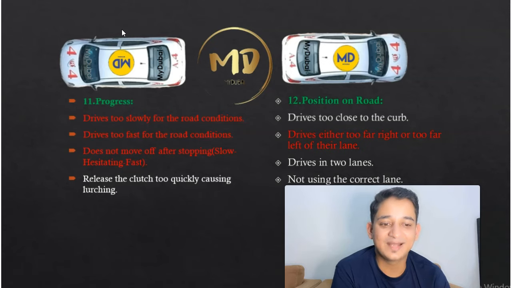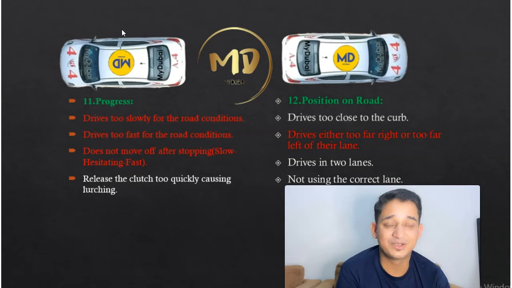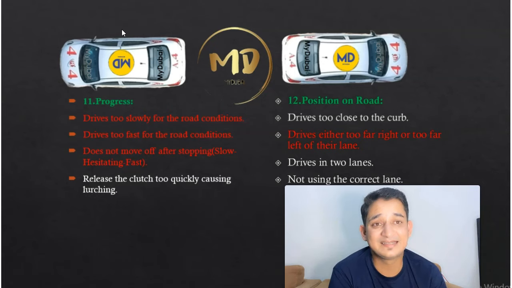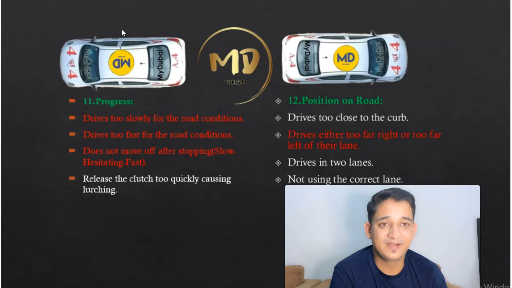Next one is drive too close to the curb. You should not do that. You need to make sure you drive in the center of the lane. Don't touch it on the right or the left hand side. Drive either too far right or too far left of your lane. Drive in two lanes, not using the correct lanes. Not using the correct lane means when you're giving a test, you need to make sure you always drive on your right hand side lane unless it is turning to a different direction.